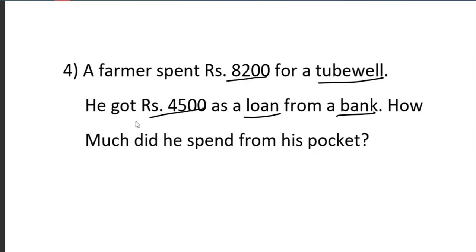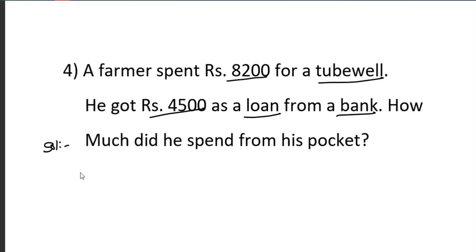So how do we get it? By doing addition or subtraction. How? That is subtraction. Why? Because the total amount is 8,200 and the loan is 4,500. So how much money is spent by the farmer? By subtraction we will get that. Okay children, let's check the solution.